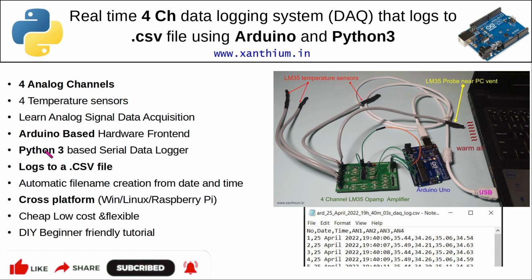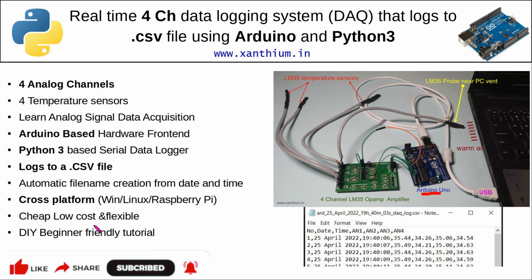So the whole thing is based on Arduino UNO, and if you want you can also use the Arduino Mega if you require more channels. Now we will have a Python 3 script which will be running on the PC side, and the script will communicate with the Arduino, this one, and then we'll get the data from the Arduino and log into a text file. The data is stored in a comma separated variable in a text file, which has a file extension of .csv. This is the format.